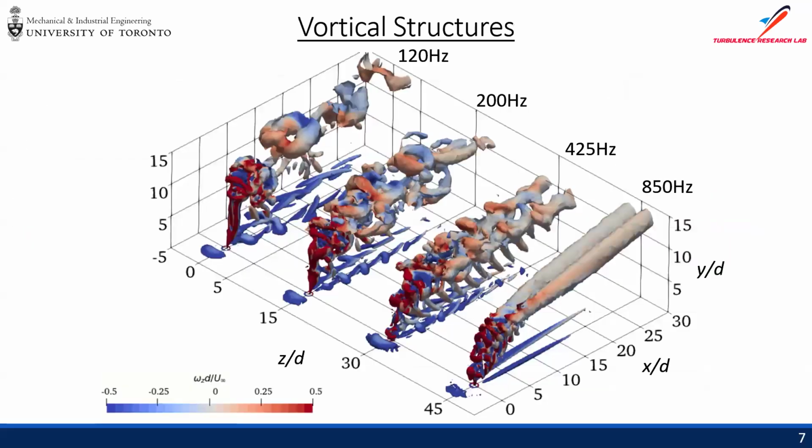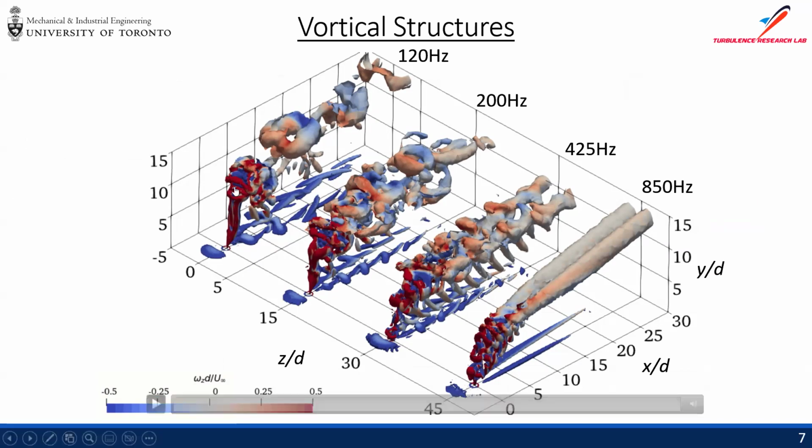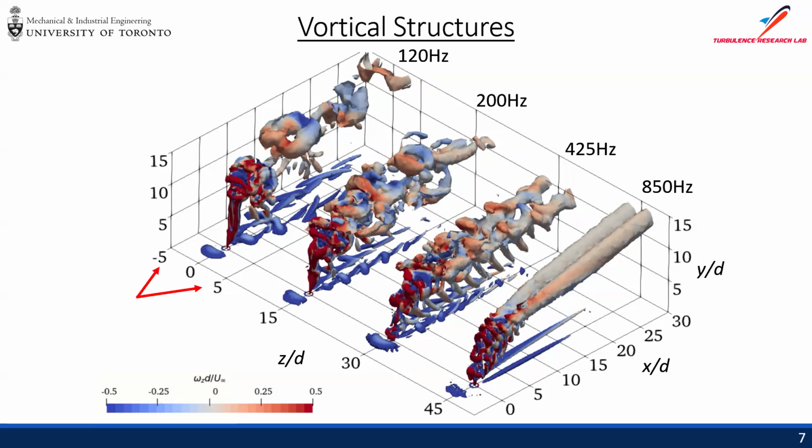So, starting the results section for the numerical work with 3D instantaneous Q-criterion contours. The D here for the axes is basically the slot diameter of the SJA, and it's used to normalize the streamwise, spanwise, and transverse distances. Here I've also attached an additional set of ticks in the spanwise direction, but basically most of the structures are confined to plus or minus 5 D in the spanwise direction.